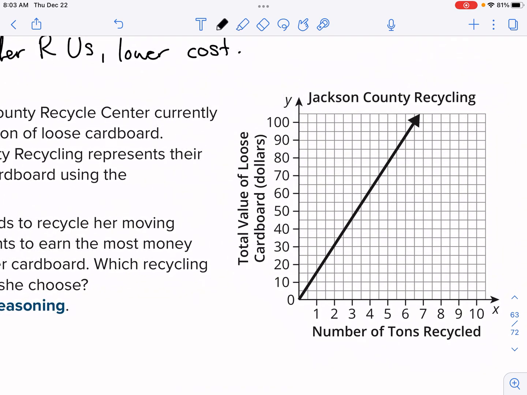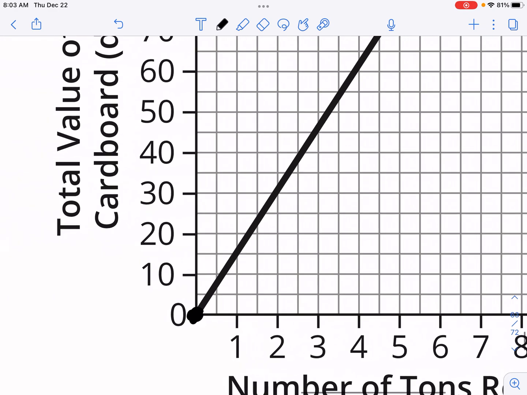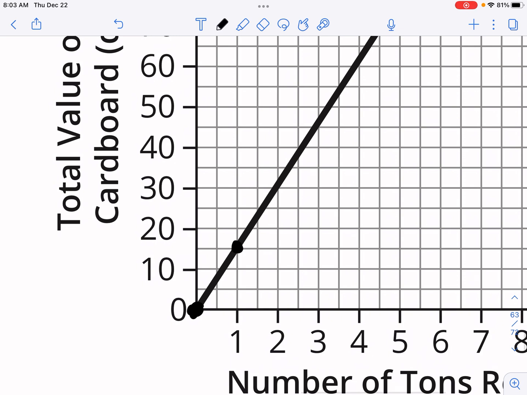So let's find the rate of change here. I'll pick the origin, so this is proportional. And then what's a good point? Like, looks like this might be a good point here. Maybe this one.